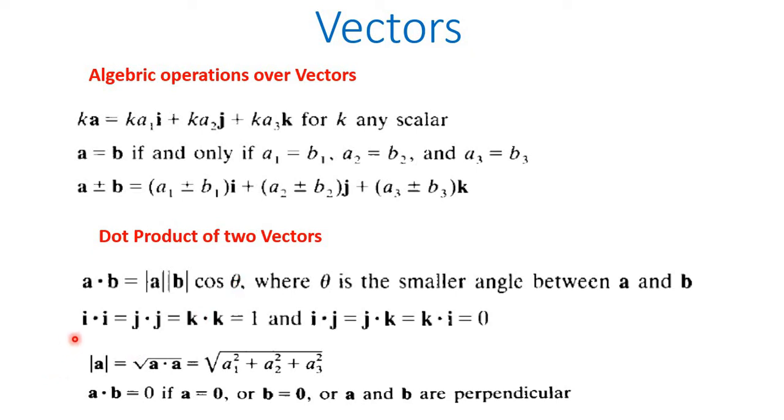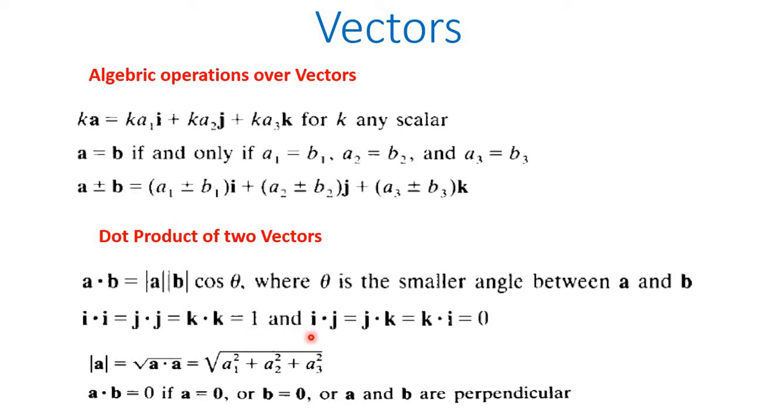And similarly, we have defined different vectors along the x-axis, y-axis and z-axis. i is along the x-axis, j is along the y-axis and k is along the z-axis. So i dot i means their scalar product, and j dot j and k dot k will be equal to 1 because both are in the same direction.